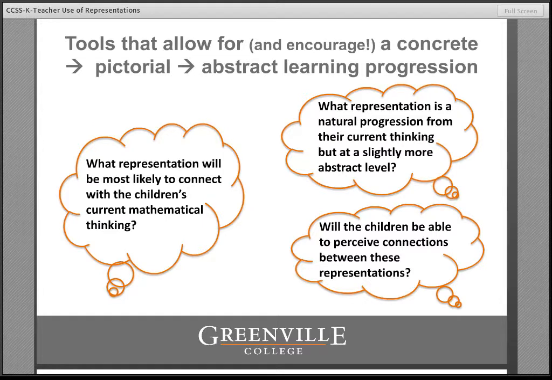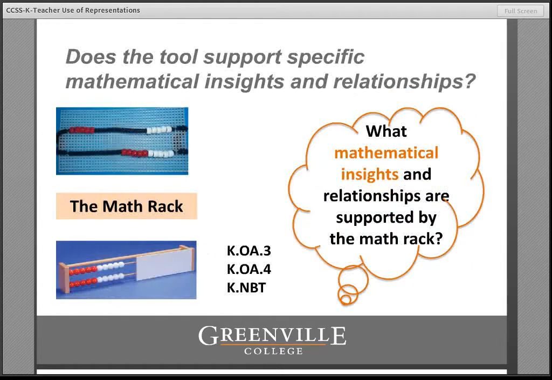And some sub-questions that fall from that is, what kind of representation could I use that's going to be most likely to connect to the student's current thinking? And it's a natural progression from that thinking, so they'll be able to make the connection more easily between where they are and this next representation that I'm showing them. There will not be too big of a leap. The children will be able to perceive that relationship between the two different representations.